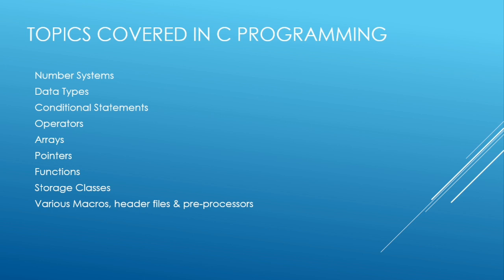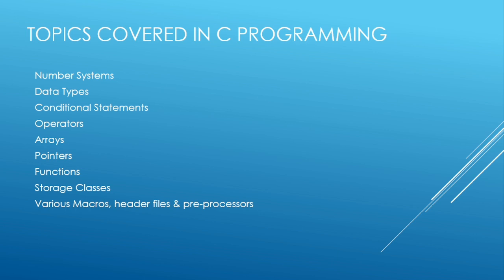Functions. Functions are blocks of code that perform specific tasks and can be reused throughout the program. Functions help to organize code, reduce redundancy, and improve maintainability. They can take inputs and return output. Storage classes. Storage classes define the scope, visibility, and lifetime of variables within a program. Common storage classes include auto, register, static, and extern.